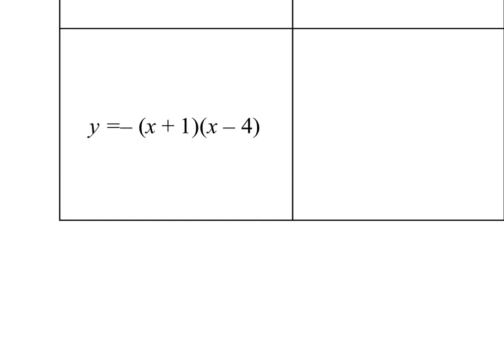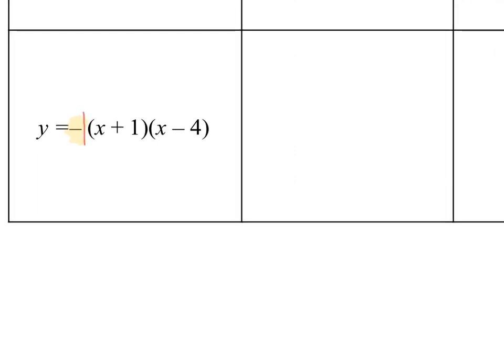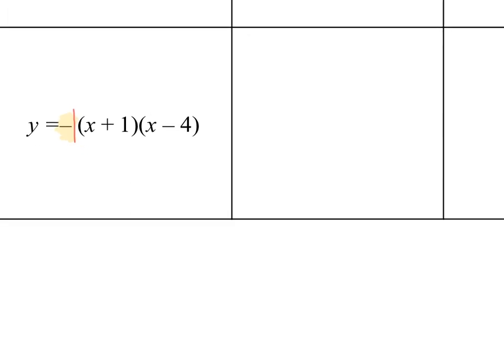So let's start with the direction of opening. Again, we're going to pay attention to the a value at the front of the equation. Now, we don't see a number, but remember in math, if you don't see a number, there's still a 1 there. But again, we're paying attention specifically to the sign of the a value. So this happens to be a -1 in the front of our equation. Because we're dealing with a negative a value, this parabola is going to open down.